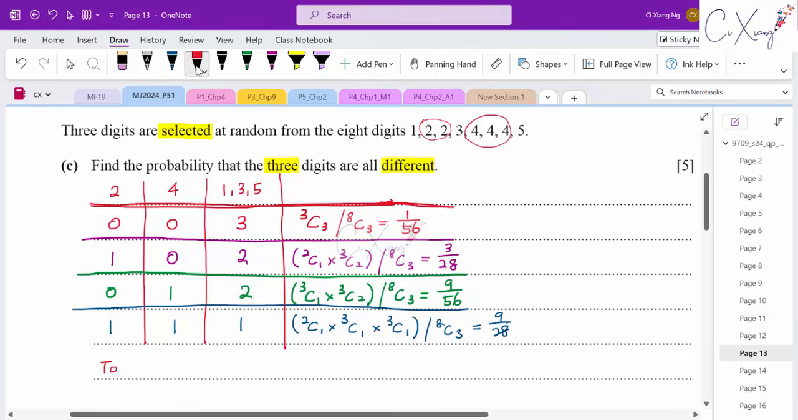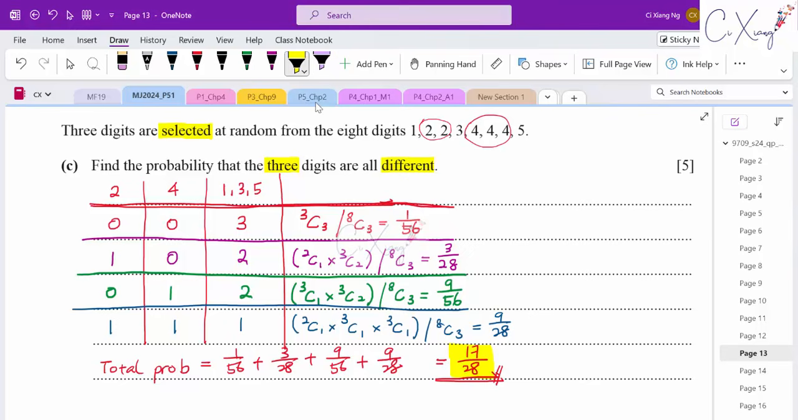Okay, then after that, if I want to get the total probability, of course, I have to add them together. 1 over 56, then 3 over 28, and so on. Okay, so in the end, you should be having 17 over 28. Okay, all right, so this is how we get the answer for part C.